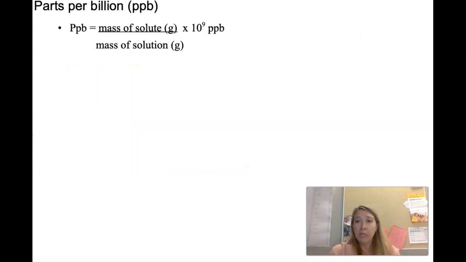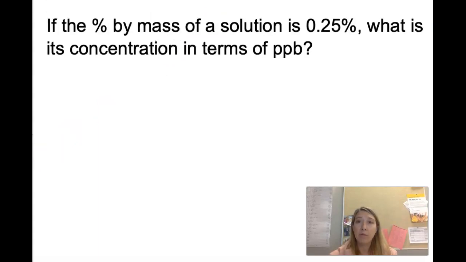So last calculation is parts per billion. So this is for really small concentrations. We have mass of solute divided by mass of solution, and we're going to times by 10 to the 9, and that's because that's a billion, okay? So example-wise, it doesn't really look that different from what we've looked at before. Okay, this one is a little bit different though.